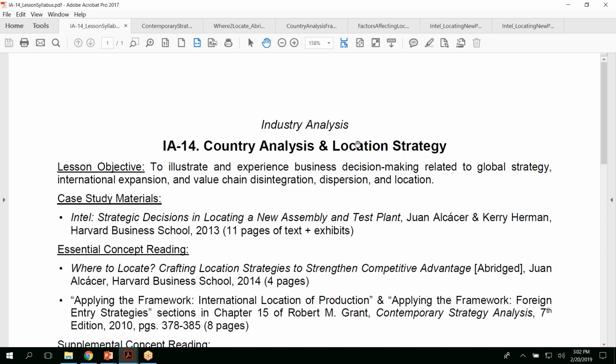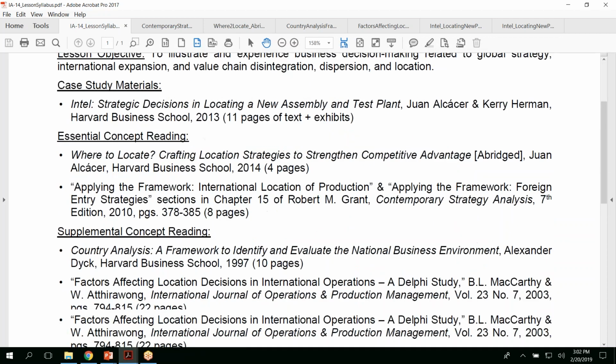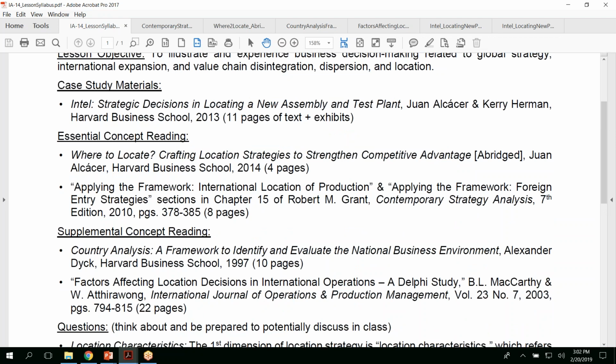They will have previously had the lecture, which covered a lot about global strategy in general. This is simply about location choice. The case study is the Intel strategic decisions in locating a new assembly and test plant case study. We'll talk about that in a second, but I wanted to first talk about the readings so you understand the concepts that this lesson is designed to teach.